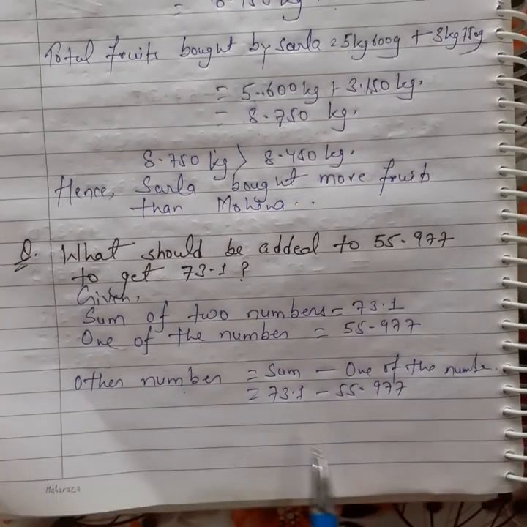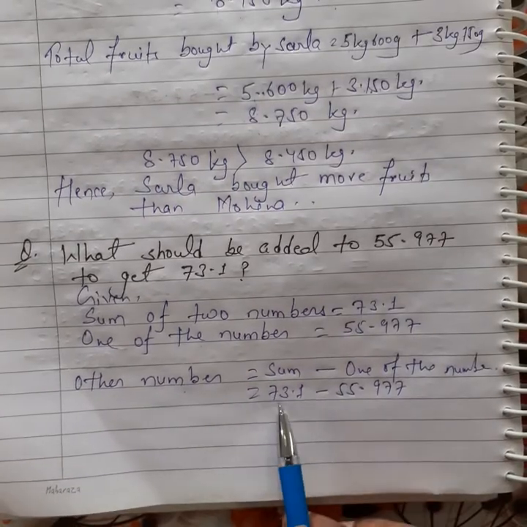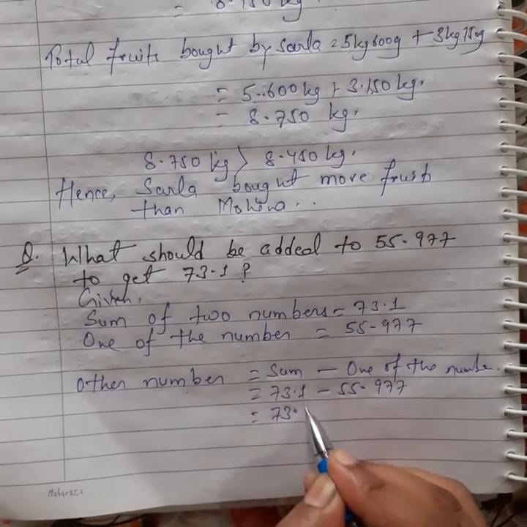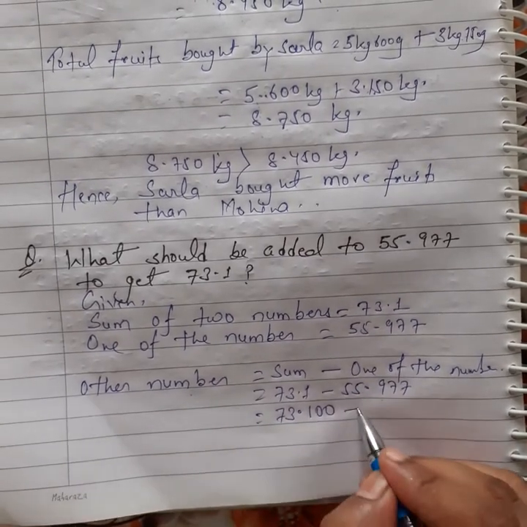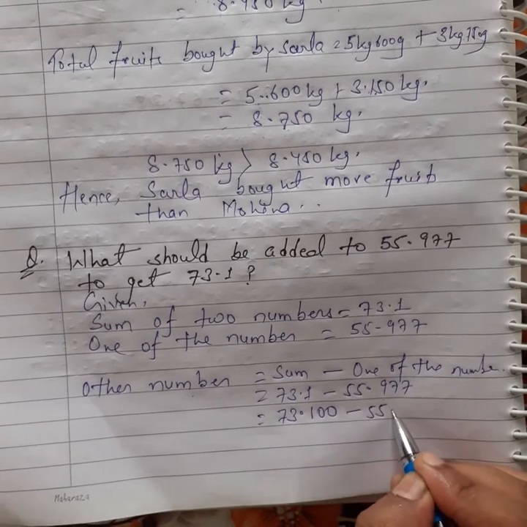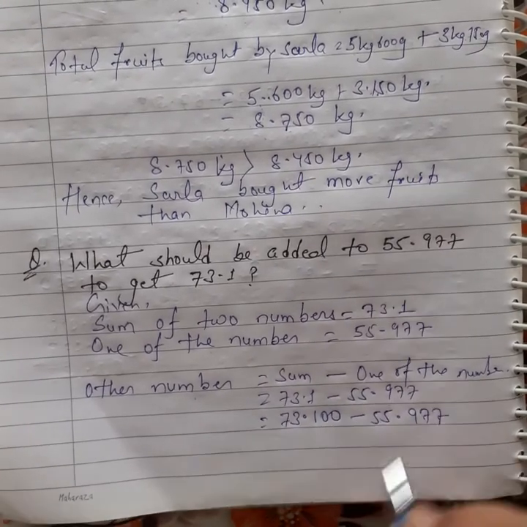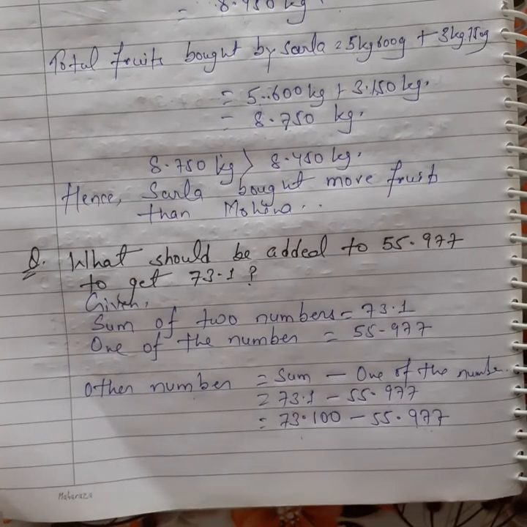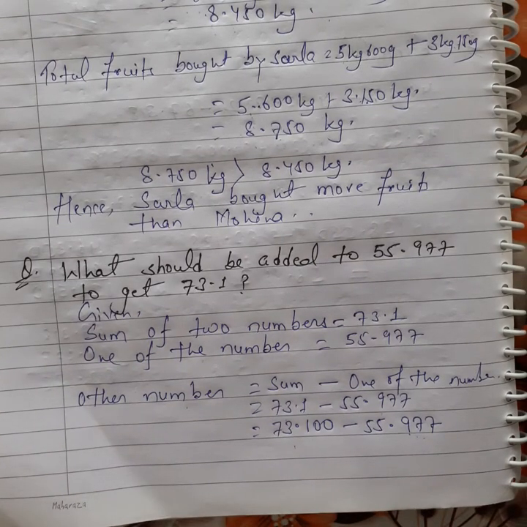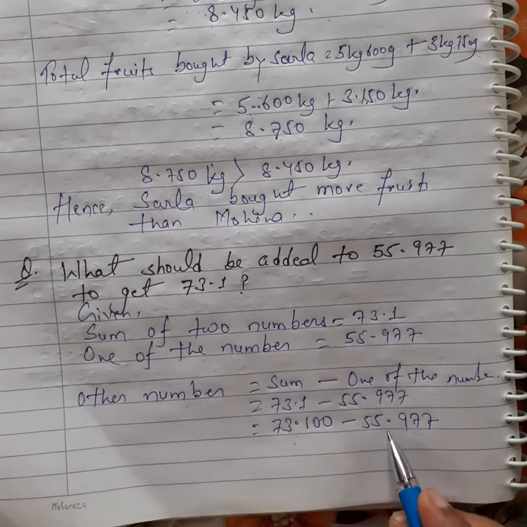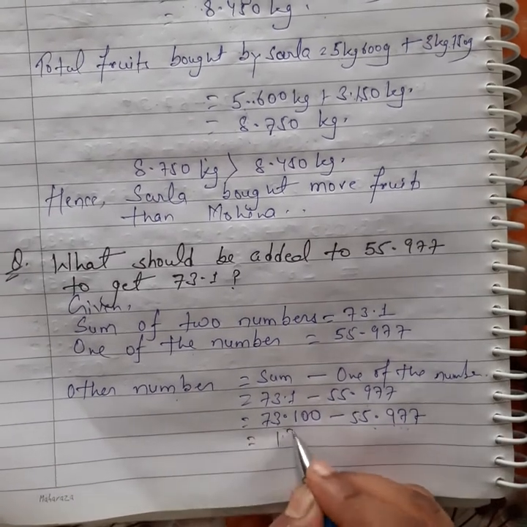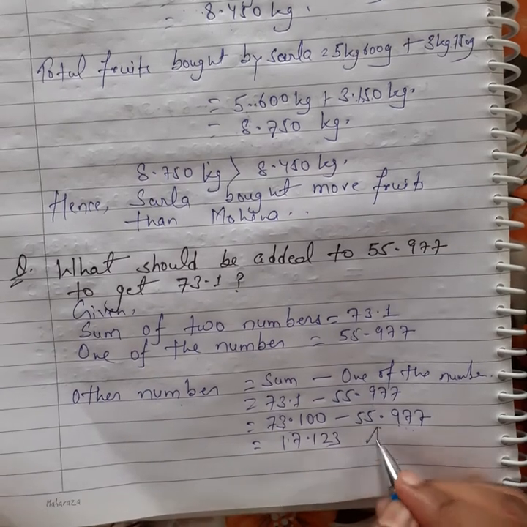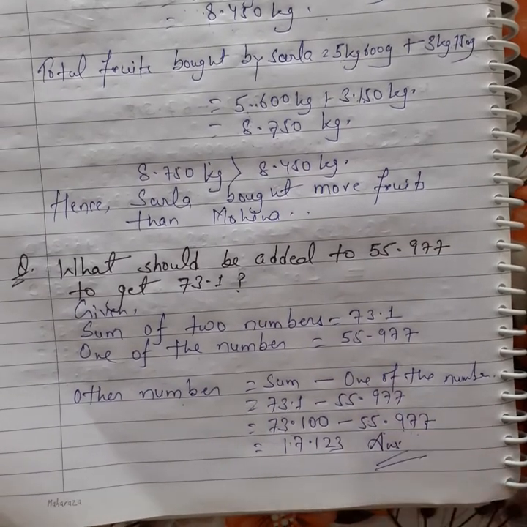55.977. First we have to convert it into like decimals. It becomes 73.100 minus 55.977. Now we have to subtract this decimal from this, and we get the result equal to 17.123. Okay, this is our final answer.